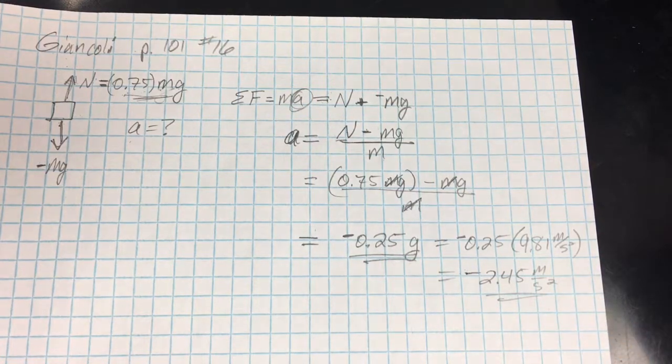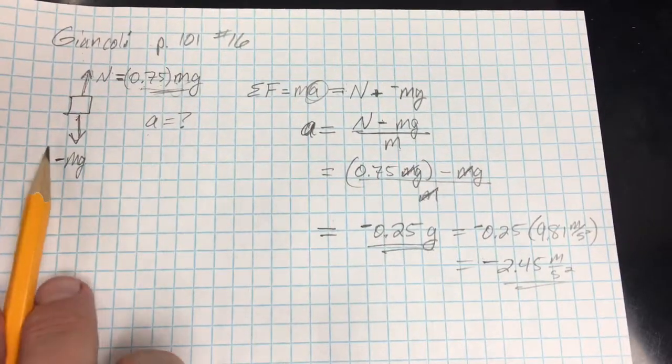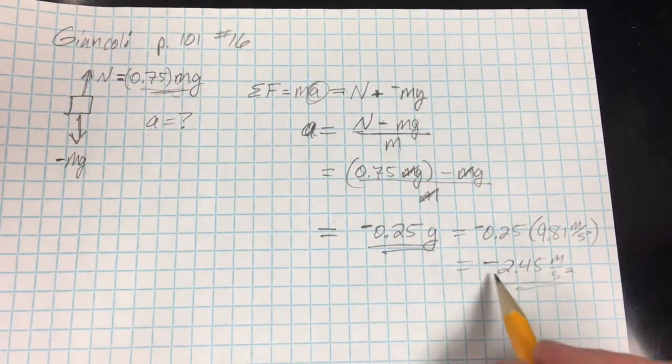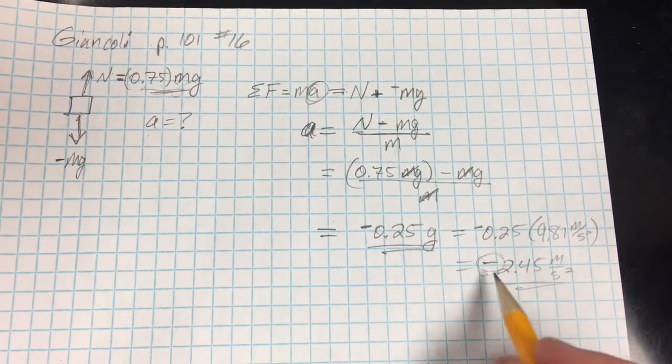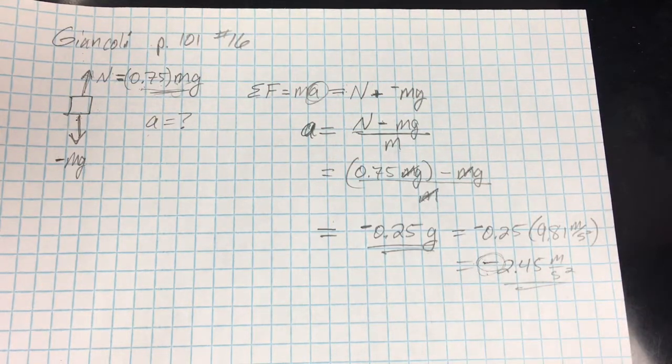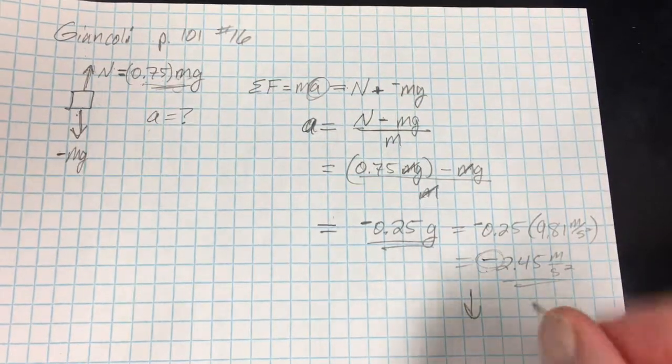Then the question is, well, what about the direction? Well, go back to our beginning. At the very beginning, I designated down as the negative direction. Look at the value of my answer here. That tells me that the acceleration is in what direction? Down.